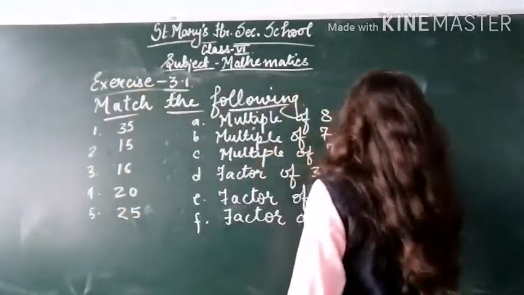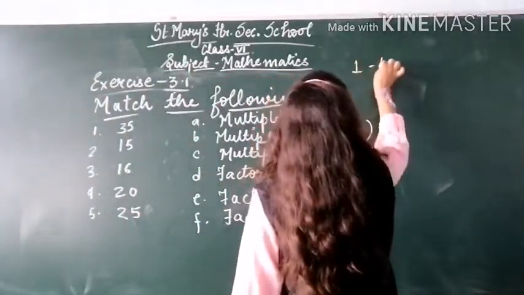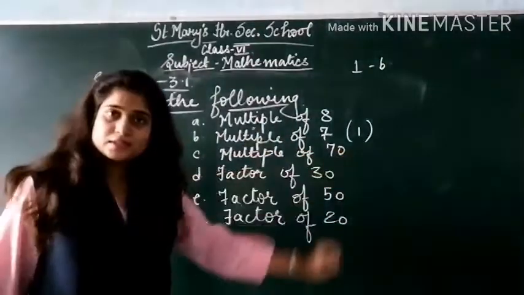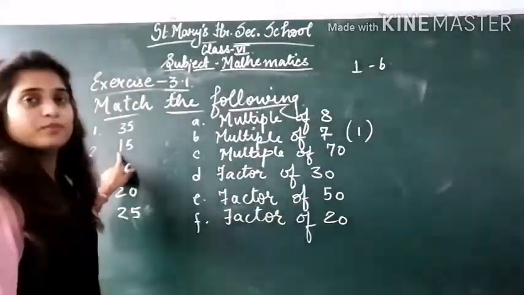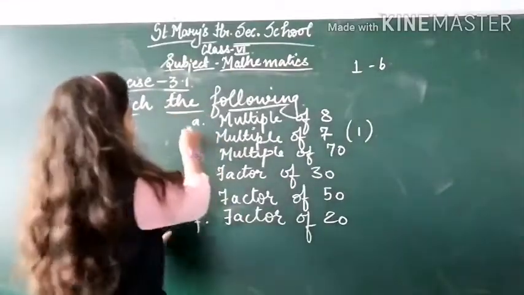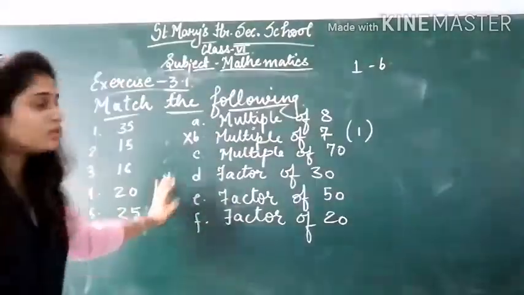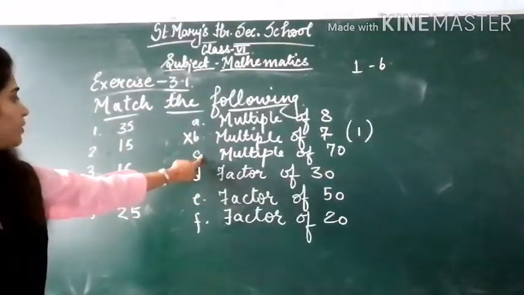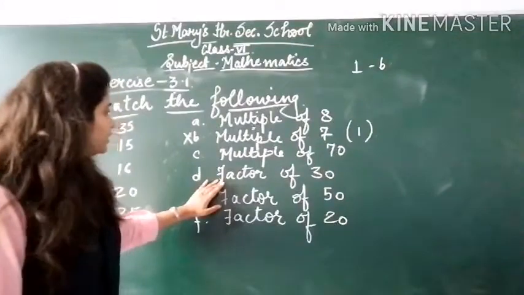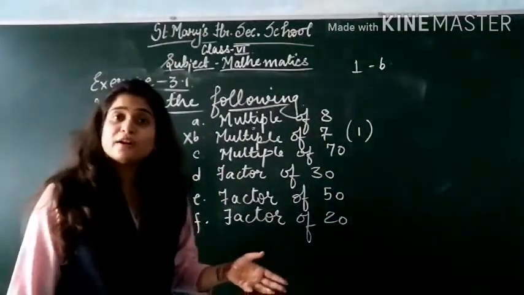So here we will write first match. We will write first B. 35 is a multiple of 7. Now next is 15. Multiple of 8? No. B we have already seen, so we will not see B now. Now see multiple of 70. Is 15 a multiple of 70? No. Factor of 30? Yes. 15 is a factor of 30.